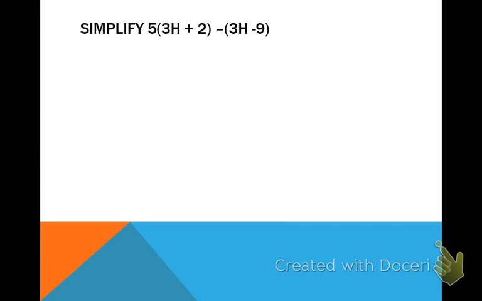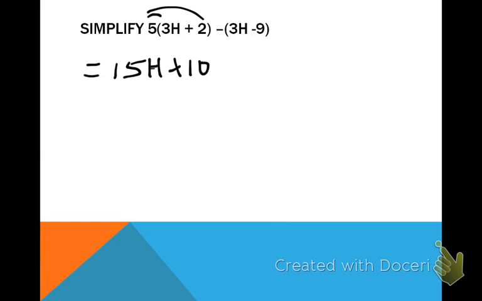Okay, 3h times 5, is 5 times 2 also called what? Distributive property. Yeah, doing the distributive property there. 5 times 3h is 15h, right? Plus 10.